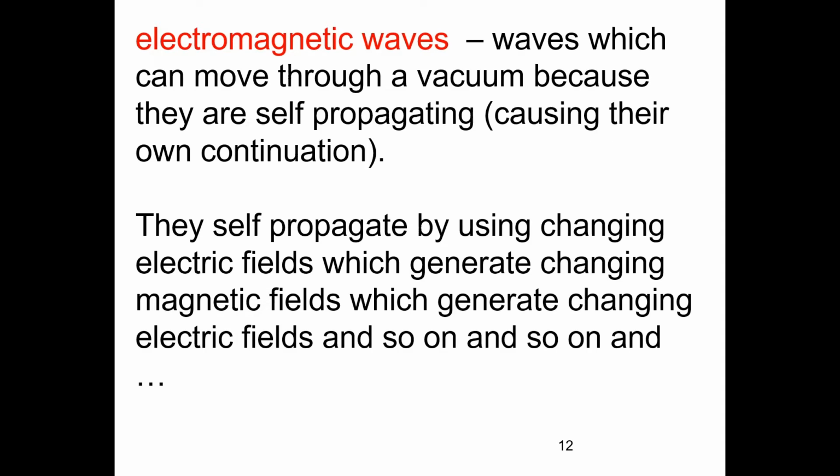You might be wondering about what electromagnetic waves are. They are waves which can move through a vacuum because they're self-propagating, causing their own continuation. We'll talk about that in a second. They self-propagate by using changing electric fields, which generate changing magnetic fields, which generate changing electric fields, and so on and so on. These are using the principles of electromagnetism, which we learned in the last unit.